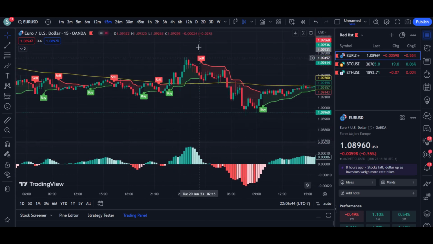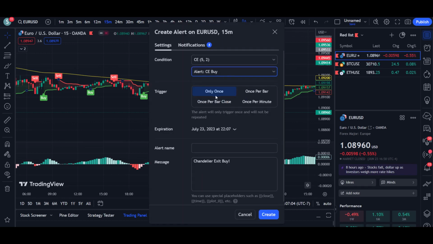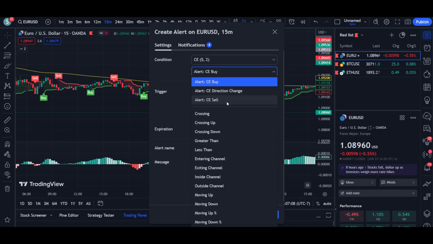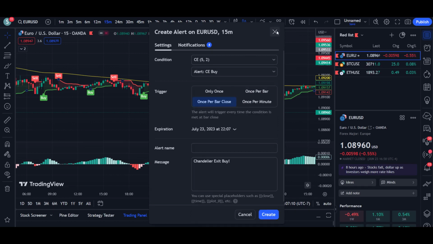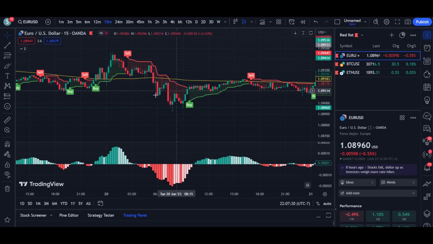So for setting up alerts on this strategy, what you're going to do is you're going to right click on the CE indicator, click add alert. What you're going to do is you're going to click on once per bar close. You make one alert for the CE buy and one for sell. That way, anytime one of these indicators pops up, you can check on the alerts. And if the conditions are met, you can take a trade based off the conditions, whether or not they're met.